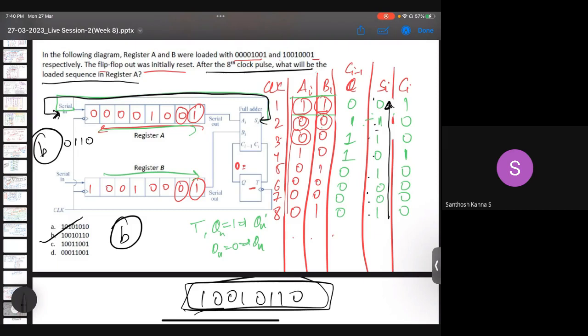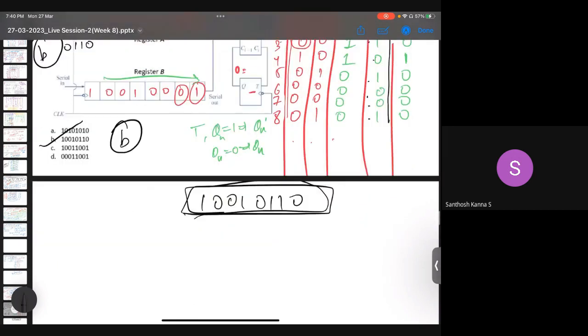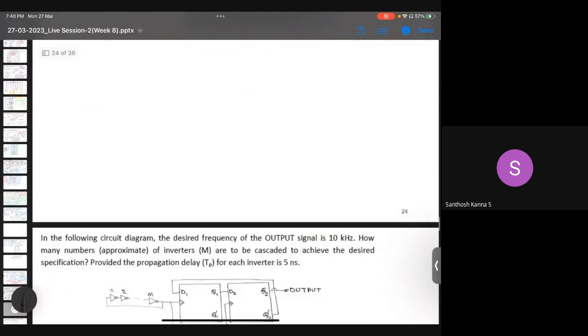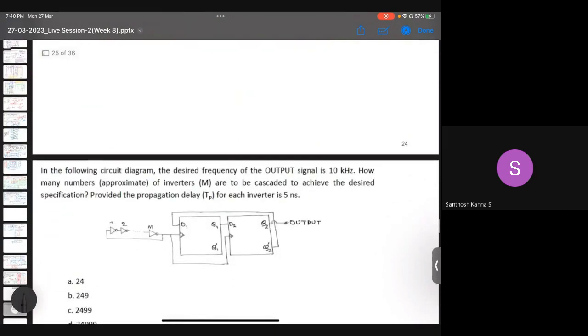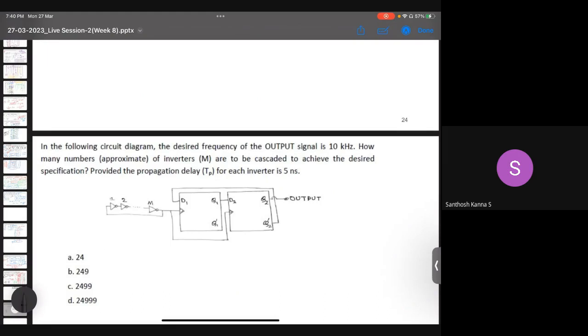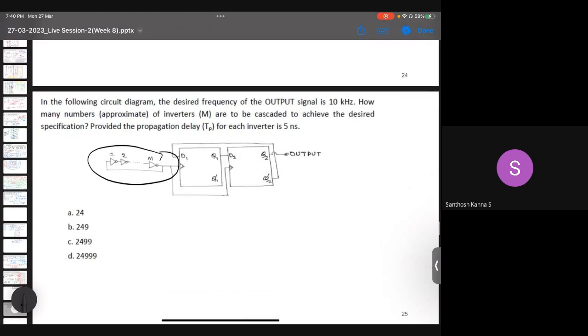Shall I proceed to the next question? Okay, fine. Now most of the questions will be done by you only, I guess. It is again a cascade connection question. So maybe you can do it. I will give you 2 minutes.